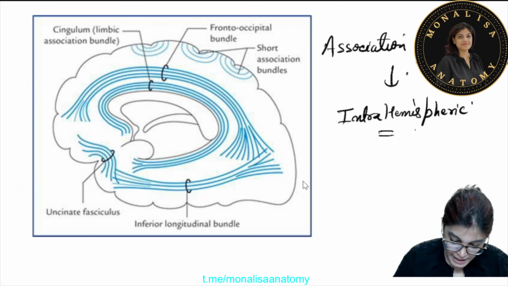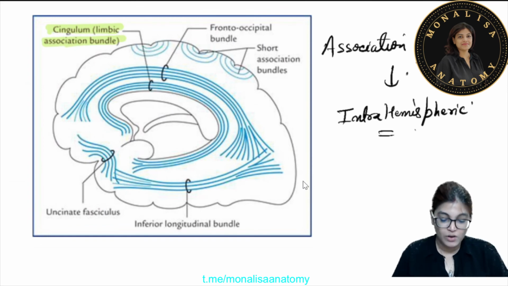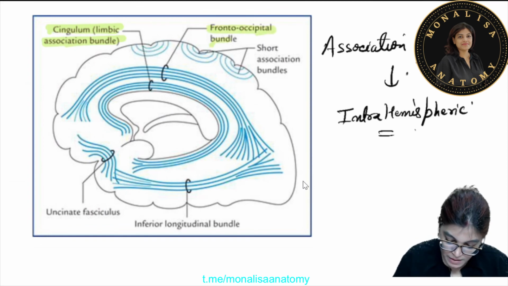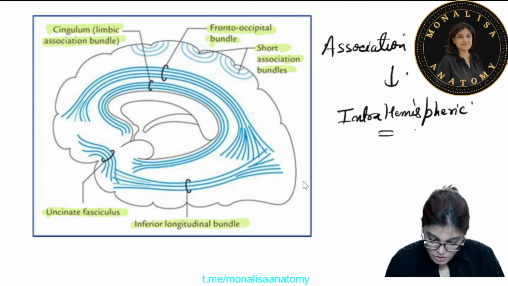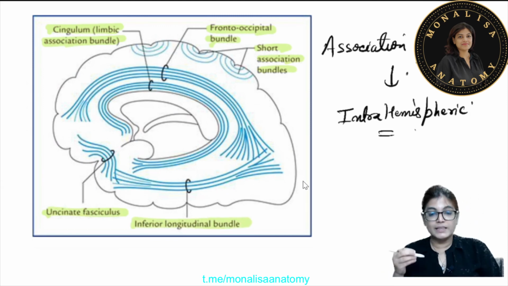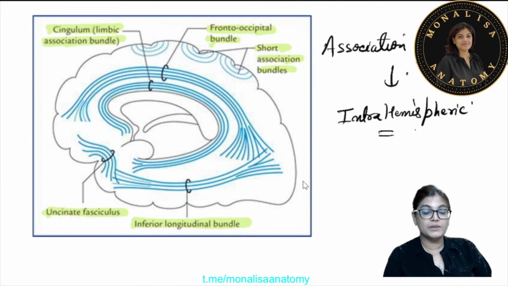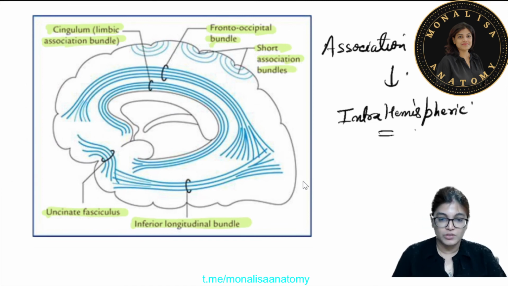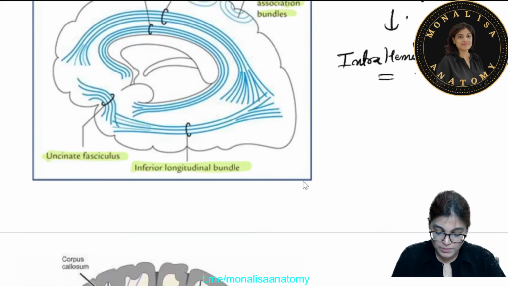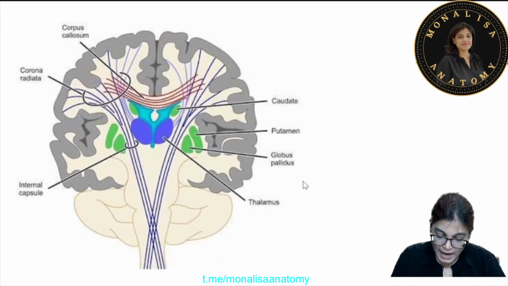In this diagram all the types of association fibers are named. One is limbic association fibers, which is called the cingulum. One is the fronto-occipital bundle. Short association fibers are the arcuate fasciculus, called the superior longitudinal fasciculus, and there is one more, the inferior longitudinal fasciculus, which is what is shown in the diagram. So these are the names of association fibers. Now one more diagram I will show you.